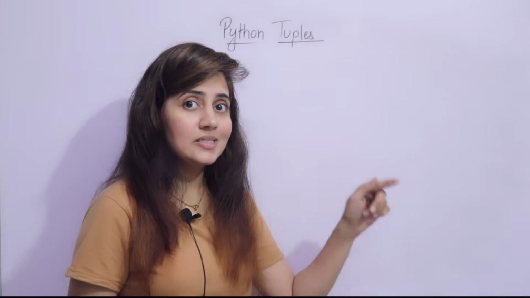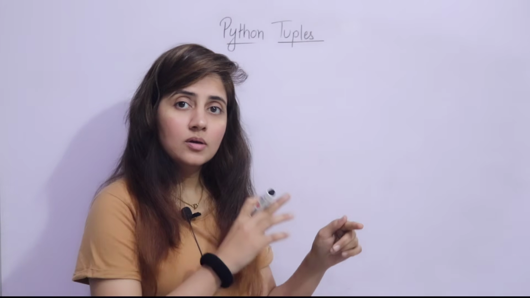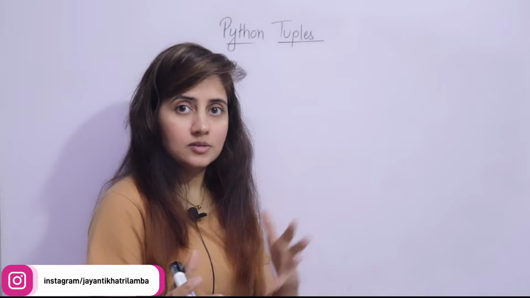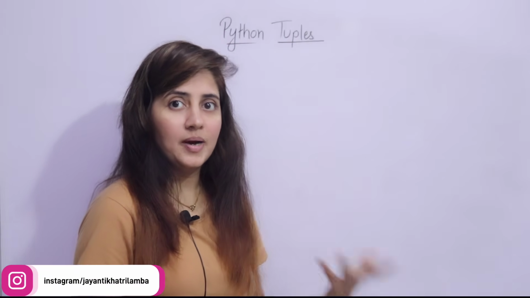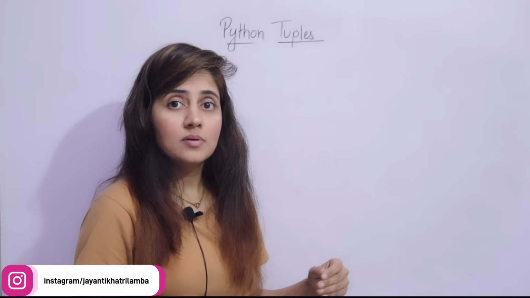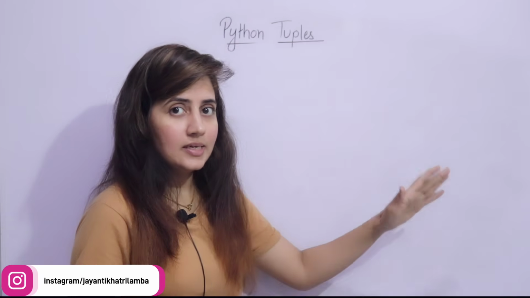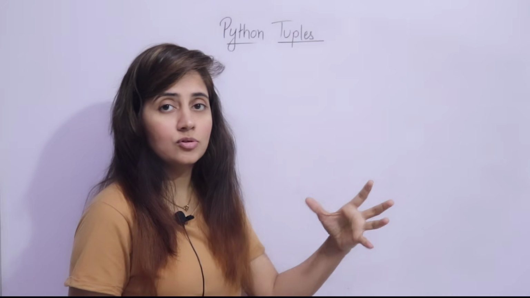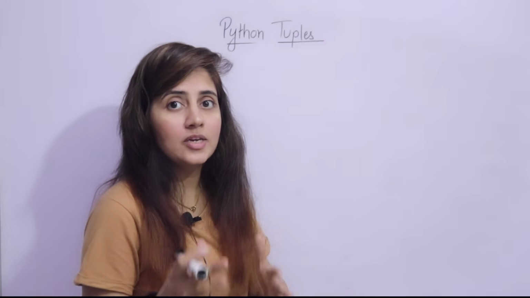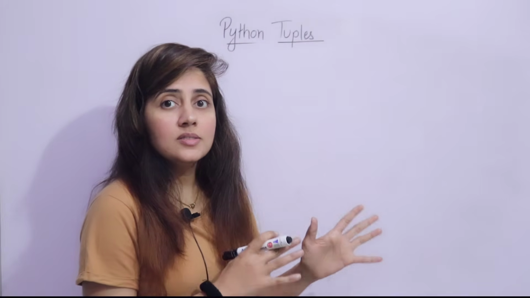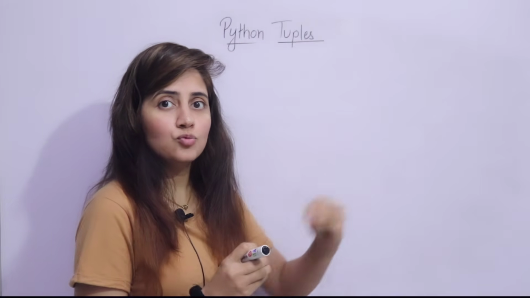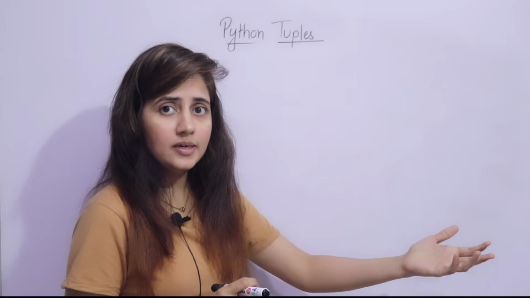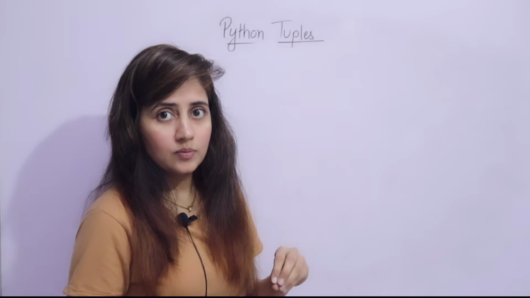Till now we have discussed lists in Python. A list is basically used to store multiple items in a single variable, right? It's a sequence data type in Python. Tuples are the same as lists: they are also used to store multiple items, multiple values, in a single variable name, right? But they have some differences from lists. How tuples are different from lists, that we will talk about in this video, right?